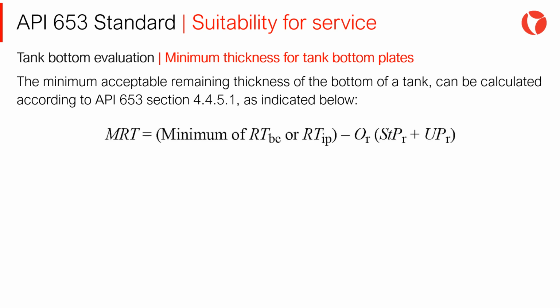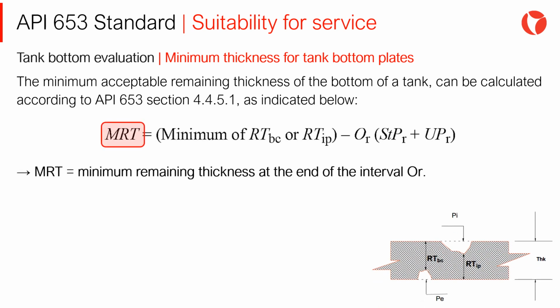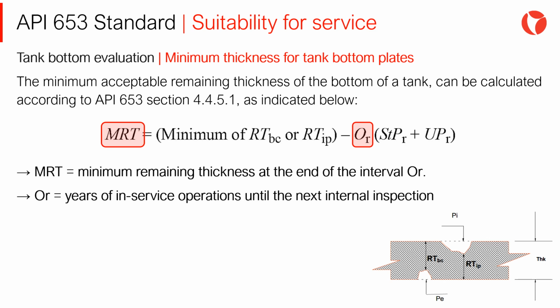The minimum acceptable remaining thickness of the bottom of a tank can be calculated according to the API 653 section 4.4.5.1 as indicated below. The equation is explained with the following terms. MRT is the minimum remaining thickness at the end of the interval OR. The interval OR is the years of in-service operations until the next interval inspection.